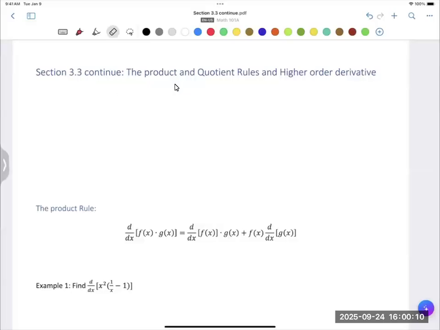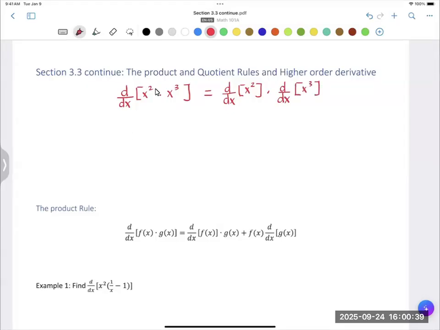Hi everyone, in this video we will talk about the product rule and quotient rule and some higher order derivatives. So for the product rule, let's look at an example first. If I have the derivative of x squared times x cubed, do you think that this is going to equal the derivative of x squared times the derivative of x cubed?